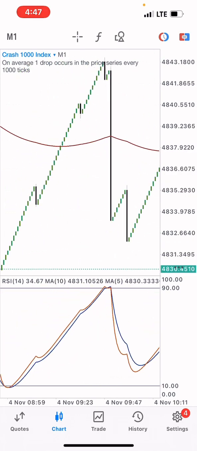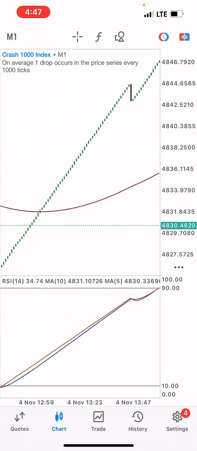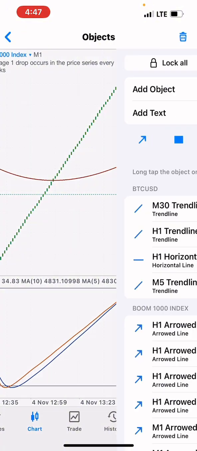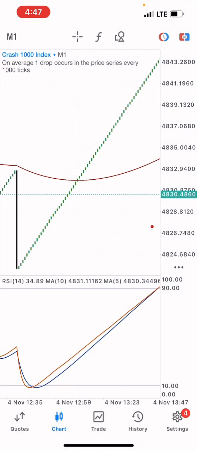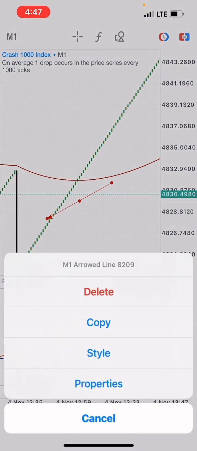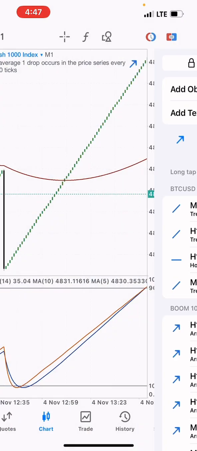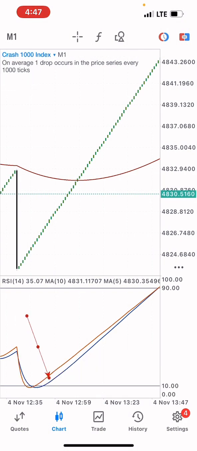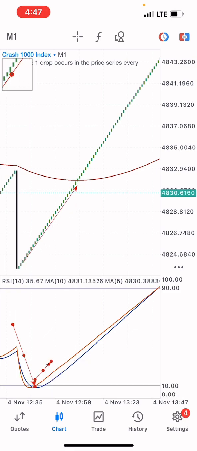Okay, so this is a clear example. You can see that whenever the moving average comes to converge, and whenever it crosses below the level 10 of the RSI, and then crosses above it and starts pointing to the upside, then you see it usually goes up from there, right? It starts going up from there.